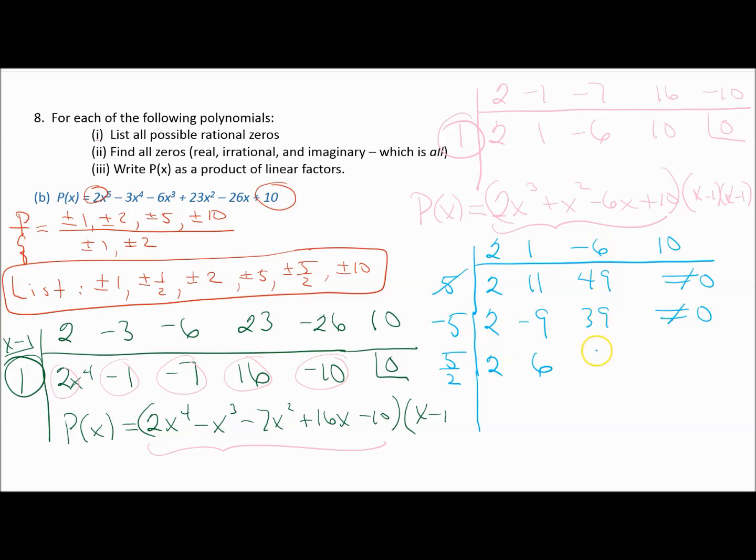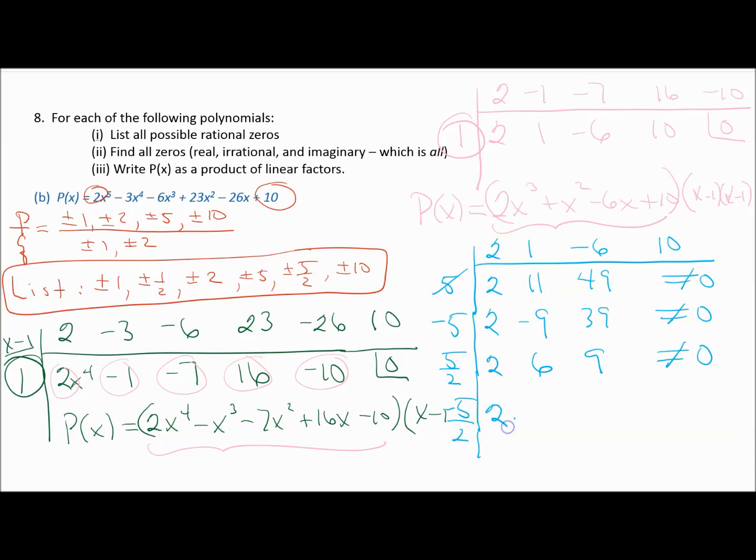15 plus a negative 6 is 9. And then 5 halves times 9 is going to be, nothing cancels there. 45 halves plus 10 is not 0. And by now you ought to be getting frustrated. I'm getting a little frustrated too, but hey, this happens.